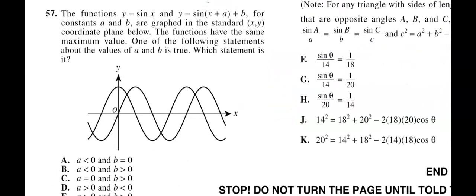Okay, so this might be new to people. They're starting off with the sine function. That would be this one right here.